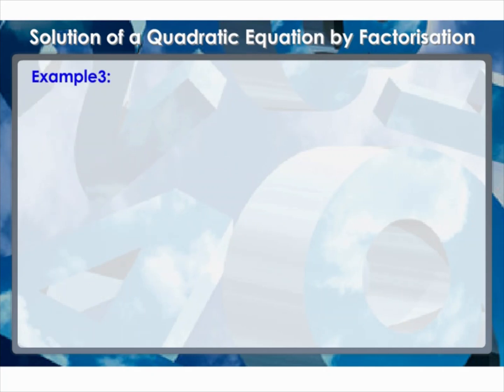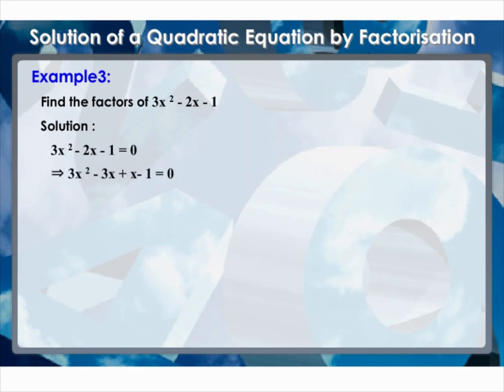Let's move to another example. Find the factors of 3x squared minus 2x minus 1. Solution: 3x squared minus 2x minus 1 equal to 0. 3x squared minus 3x plus x minus 1 equal to 0. 3x into x minus 1 plus x minus 1 equal to 0. x minus 1 into 3x plus 1 equal to 0. That means x is equal to 1 and x is equal to minus 1 by 3.